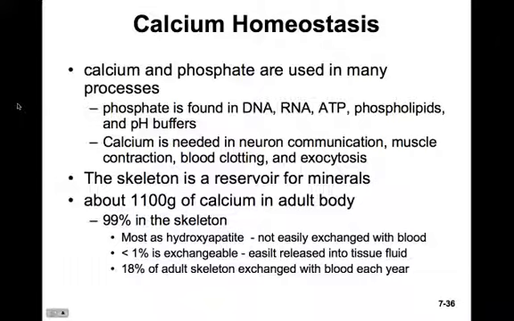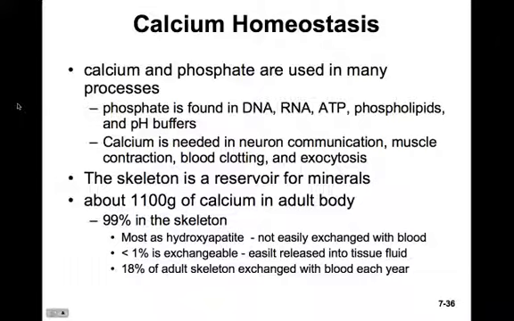So calcium and phosphate are used in many processes. We'll find phosphate in things like DNA, RNA, ATP, phospholipids, and of course pH buffers. And calcium is needed for neuron communication and muscle contraction, as well as blood clotting and the process of exocytosis.